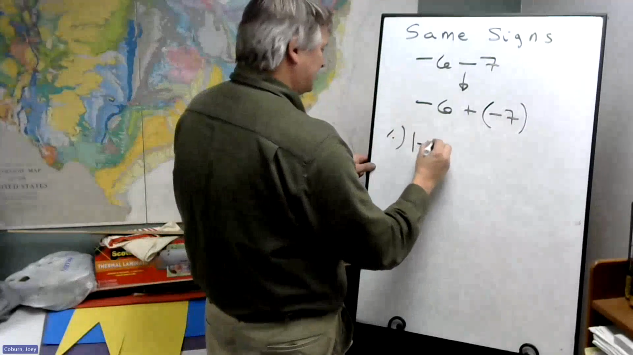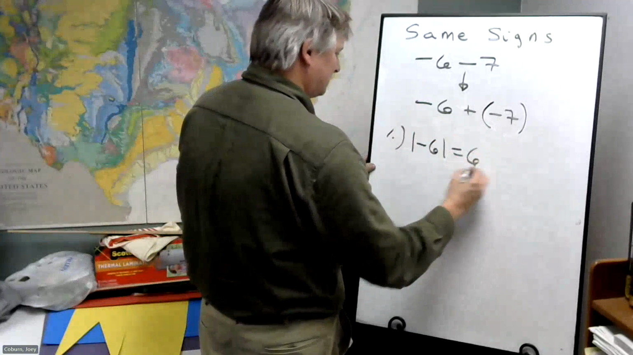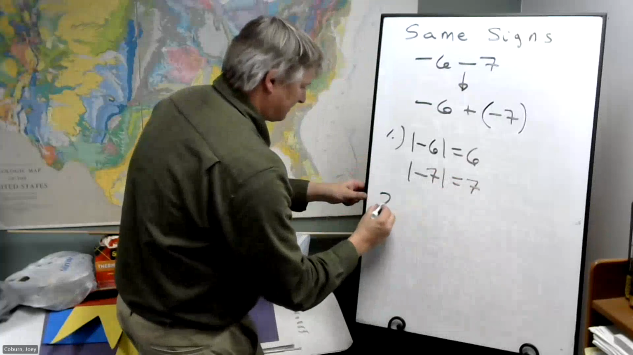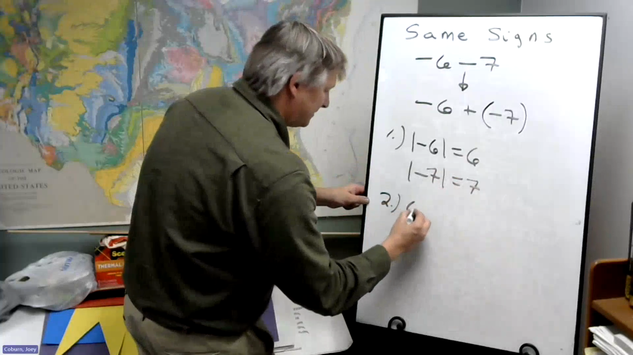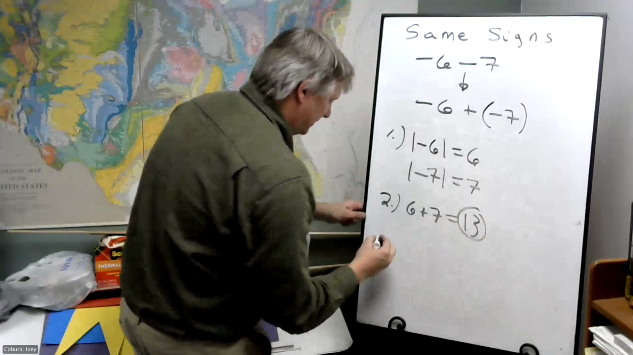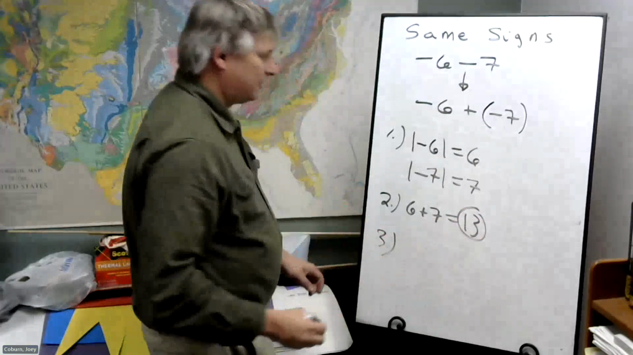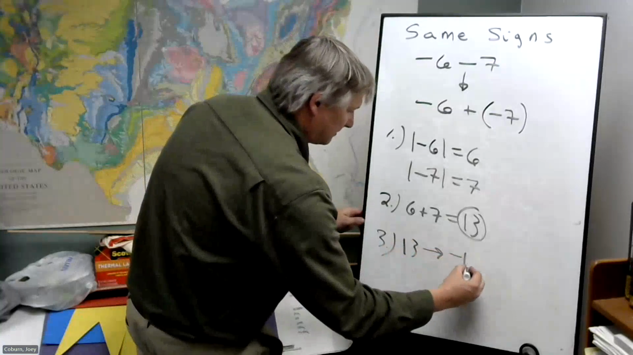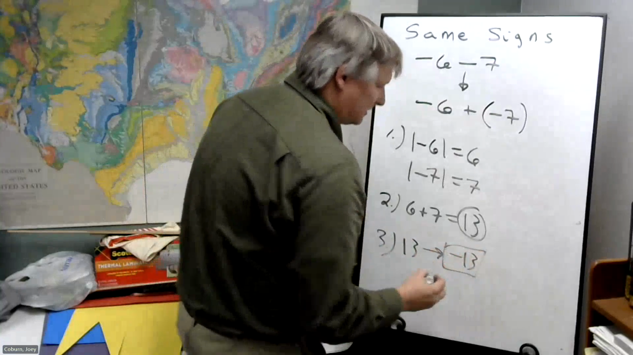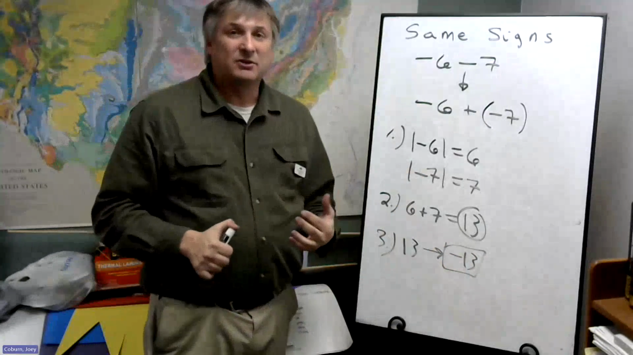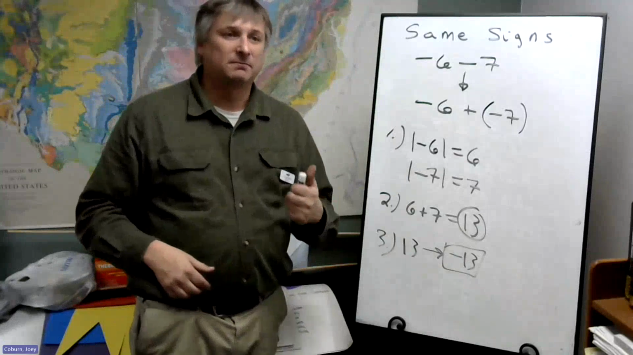So first step, absolute values. Then we add. And finally, we attach that common sign. That's our answer. So that's the same signs formula. Any questions? Let me know.